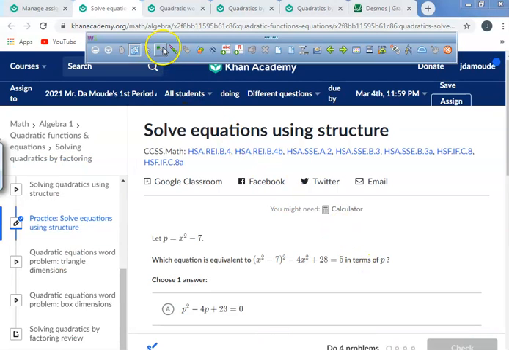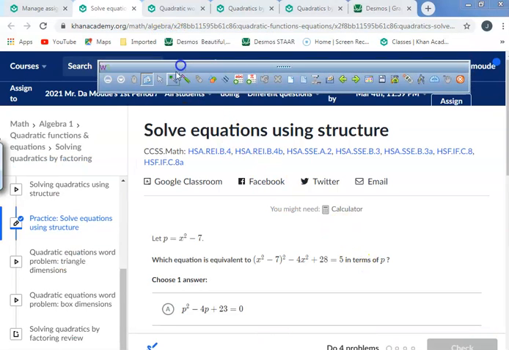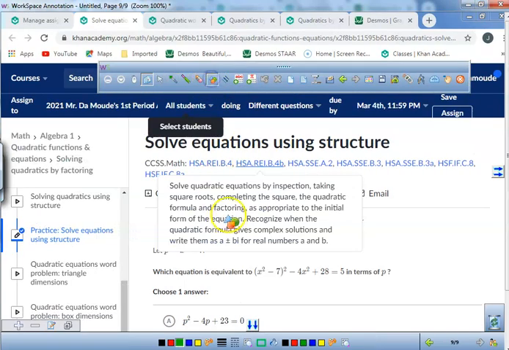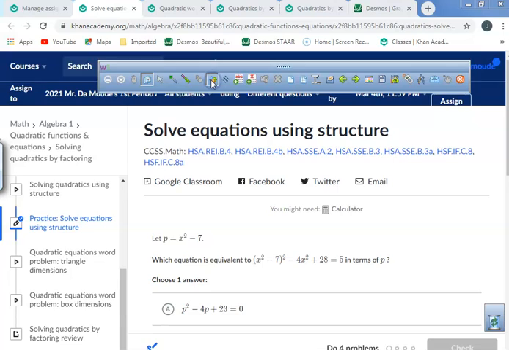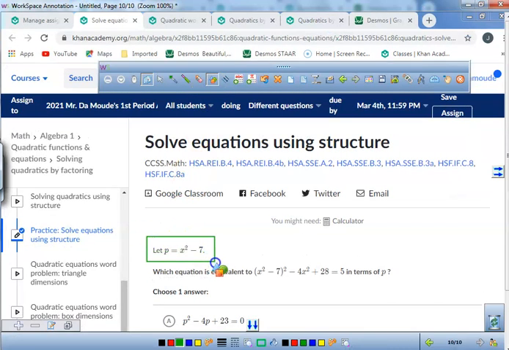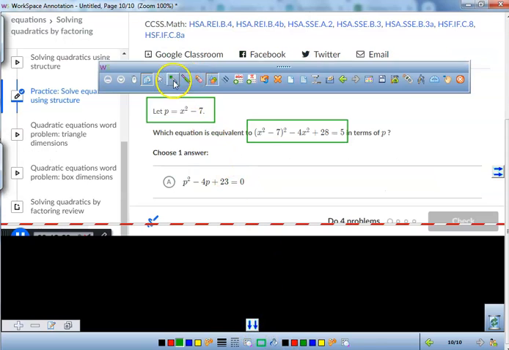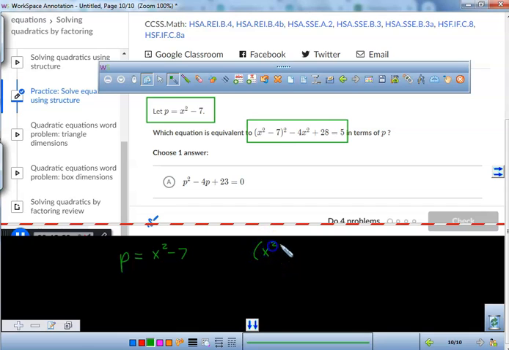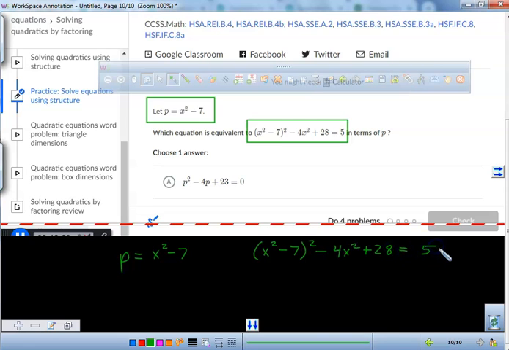All right, so we are continuing on right now with solving equations using structure. What I'd like you to put into your journal is this. Write that down right there and write this down right here. So I'm going to make it a little bit bigger so we can see it. It says P is equal to x squared minus 7. And then over here we have (x squared minus 7) squared minus 4x squared plus 28 equals 5. So that's what you want to write down in your journal.